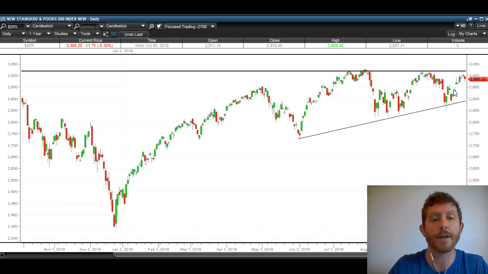Well, I should rephrase that. This gap doesn't need to fill, but if we head lower, I suspect that that gap will get filled. So that's the first level of support.